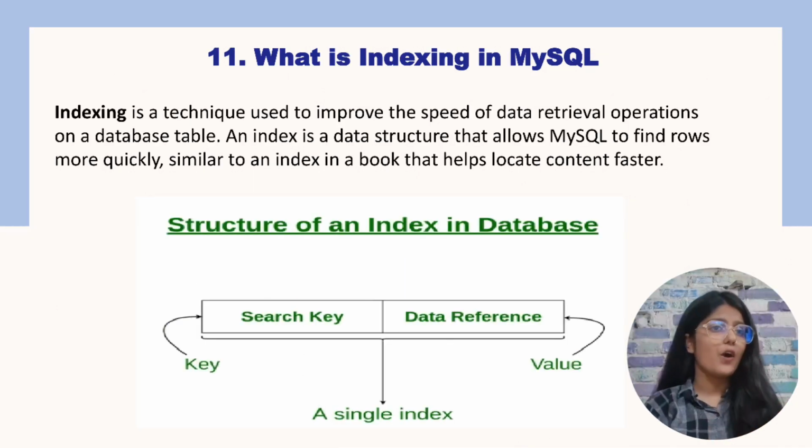The next question is: what is indexing in MySQL? Indexing in a database is a technique used to improve the speed of data retrieval operations on a table by creating an additional data structure that allows quick lookup. It is just like a book index where the chapter name is written along with the page number, which helps to find the chapter quickly. Indexing works the same as a book index. In the database, there are two things: first is the search key and second is the data reference, which helps to find our data in a huge database so quickly. So indexing is very important. Now let's jump to the next question.